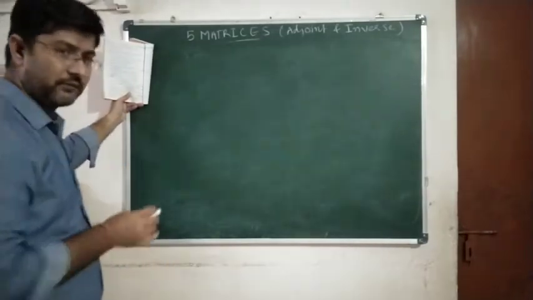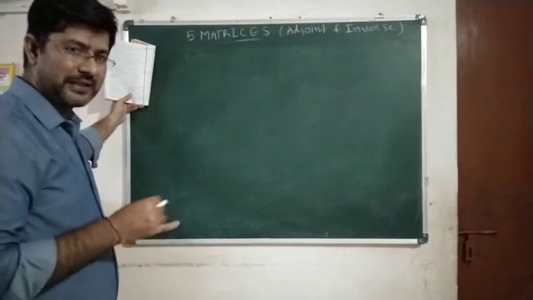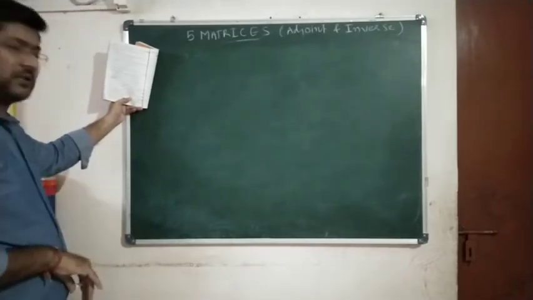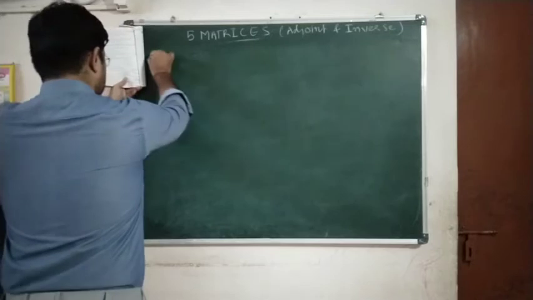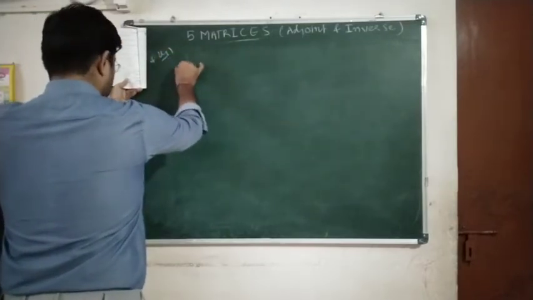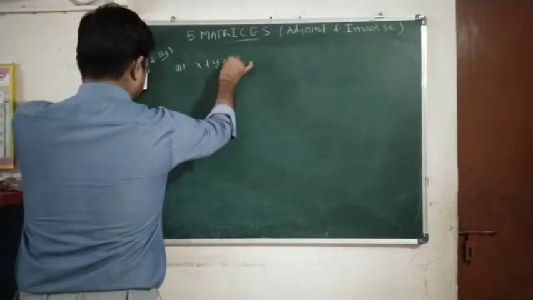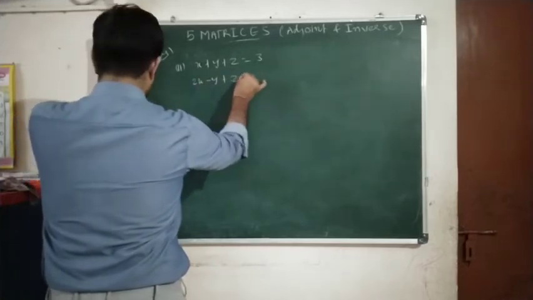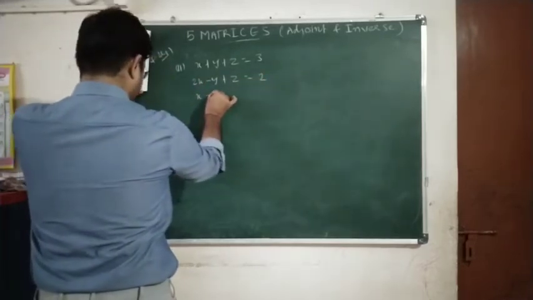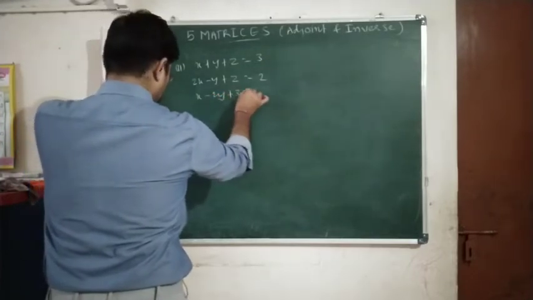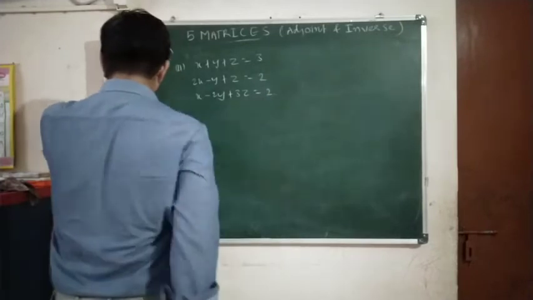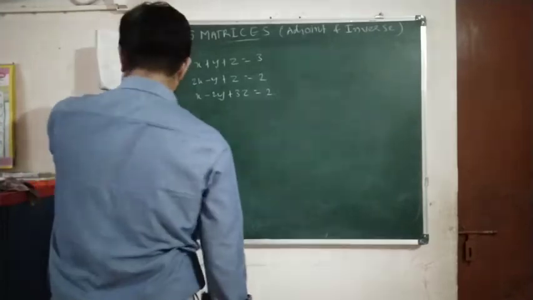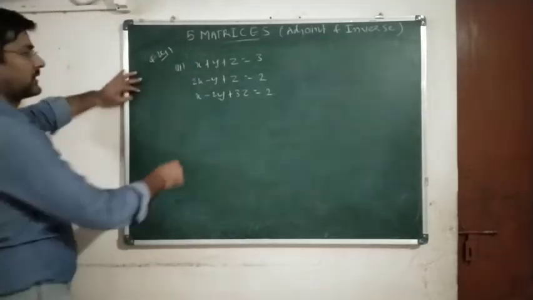Solve the given system of equations by matrix method. That too we have done in the previous exercise, but still 2-3 questions from this exercise also we will do. So question number 24. Suppose the second one we are taking: x plus y plus z is equal to 3, 2x minus y plus z is equal to 2, and x minus 2y plus 3z is equal to 2. Okay, done.